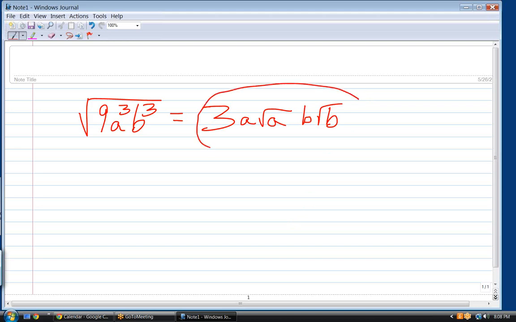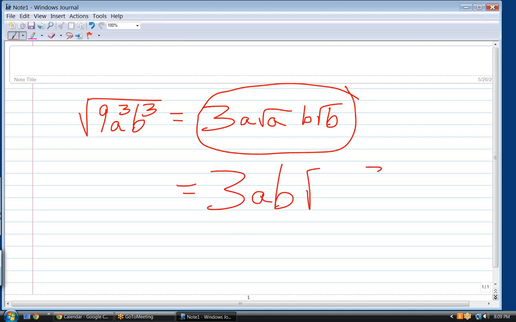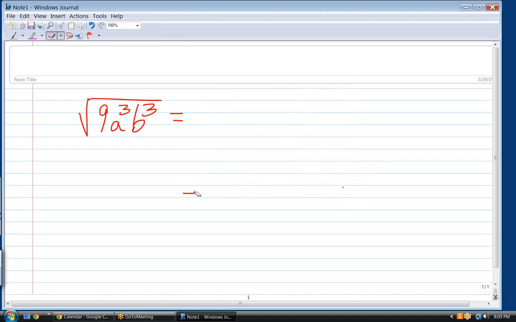Now we can combine anything that's got the square root sign and put it together. So we end up with 3ab times the square root of ab. You see how we get from this to this? Okay, so just combine everything that's out of the square root and the square root. That's the way you do all of these. Okay, what else you got?